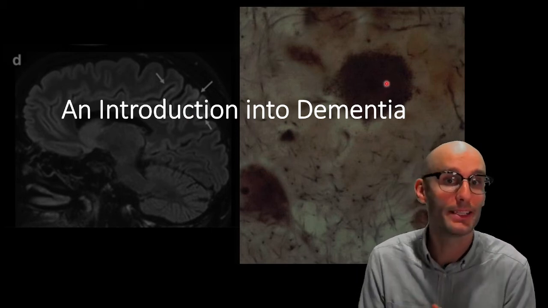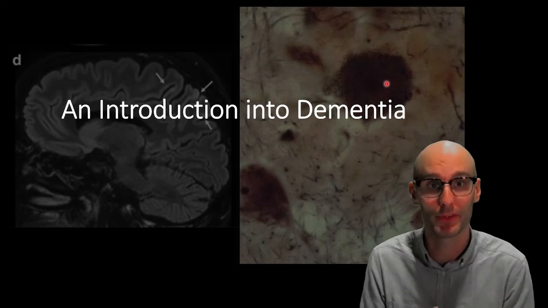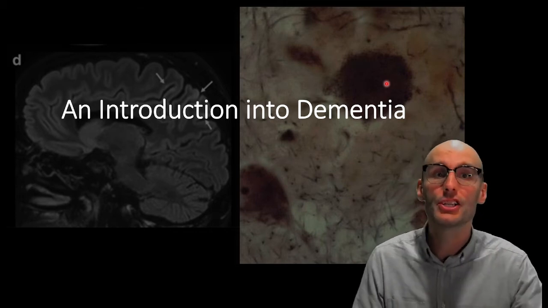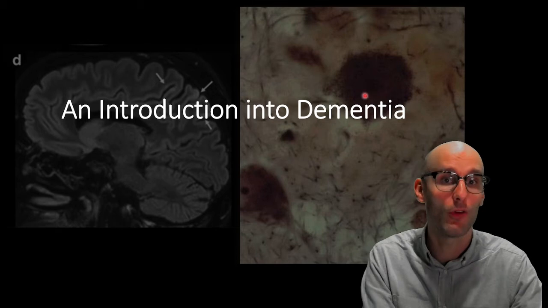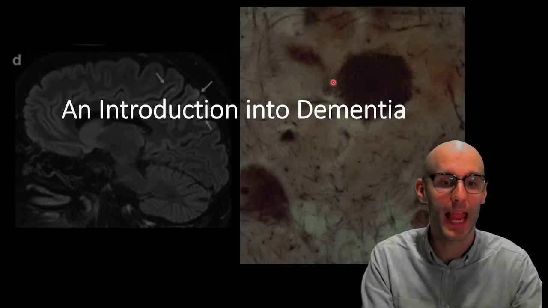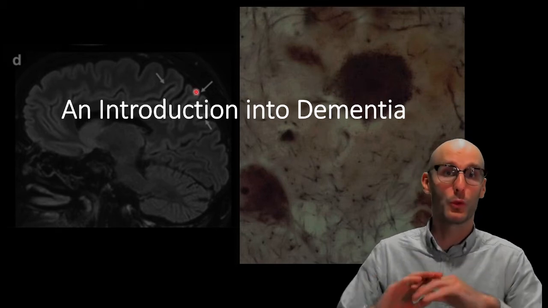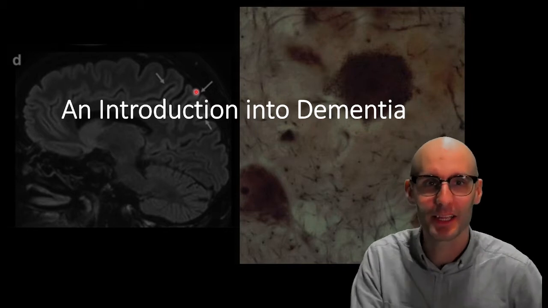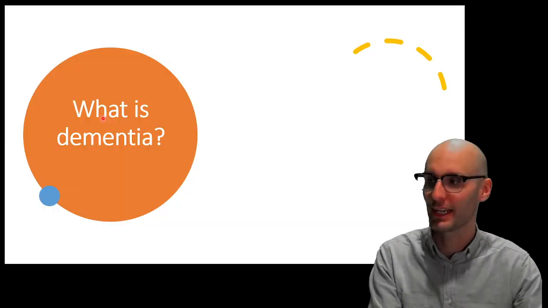Now, over here, we have one of the most famous slides in history. This is Alois Alzheimer, the discoverer of Alzheimer's. This is one of his slides showing a histological hallmark of Alzheimer's disease, and that is an amyloid plaque. But I am getting way ahead of myself. Let's start at the beginning by answering this question here.